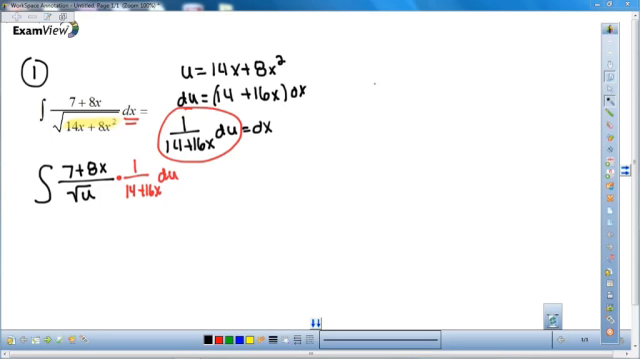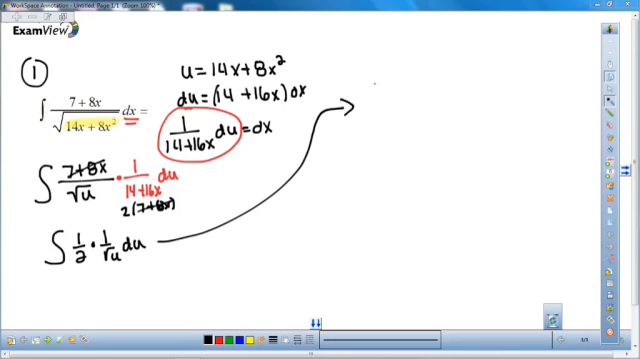So notice that we can't cancel anything out, but I can factor out a 2. And if I factor out a 2, then the 7 plus 8x will cancel, and I'm left with 1/2 times 1 over the square root of u du.